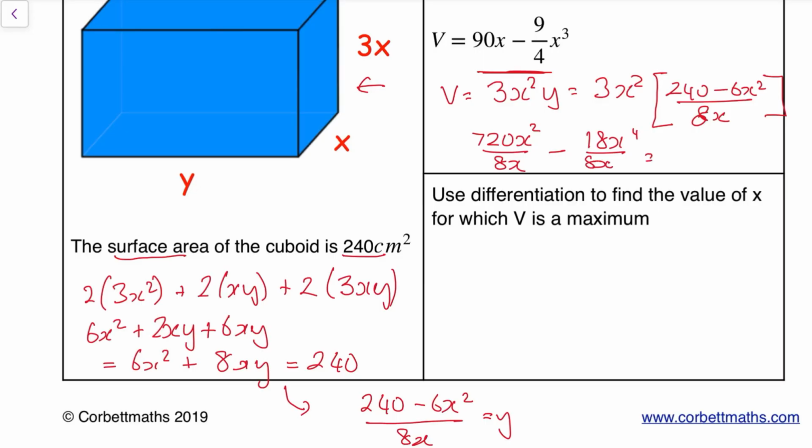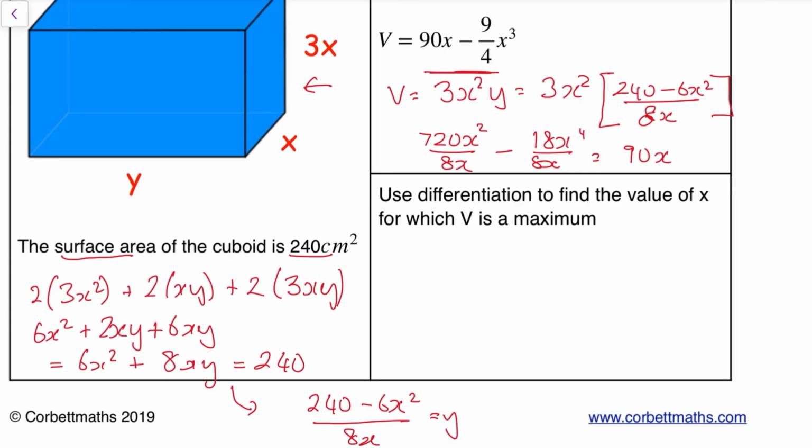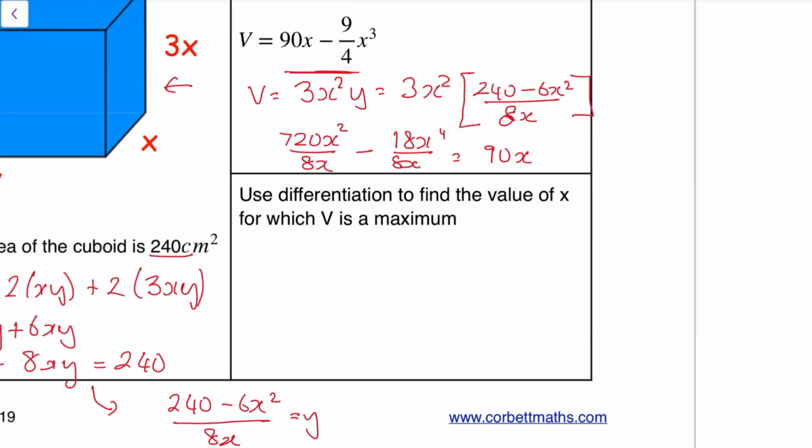And now I'm going to simplify. So 720 divided by 8 is 90, of course. And then x squared divided by x is x. And then minus 18 divided by 8 simplifies down to 9 over 4. So that's going to be minus 9 over 4. x to the 4 over x is going to be x cubed. And then I've got there. Now, to show that question, you need to make sure you're showing where it comes from. You can't just skip lots of steps, even if you can see it in your head.